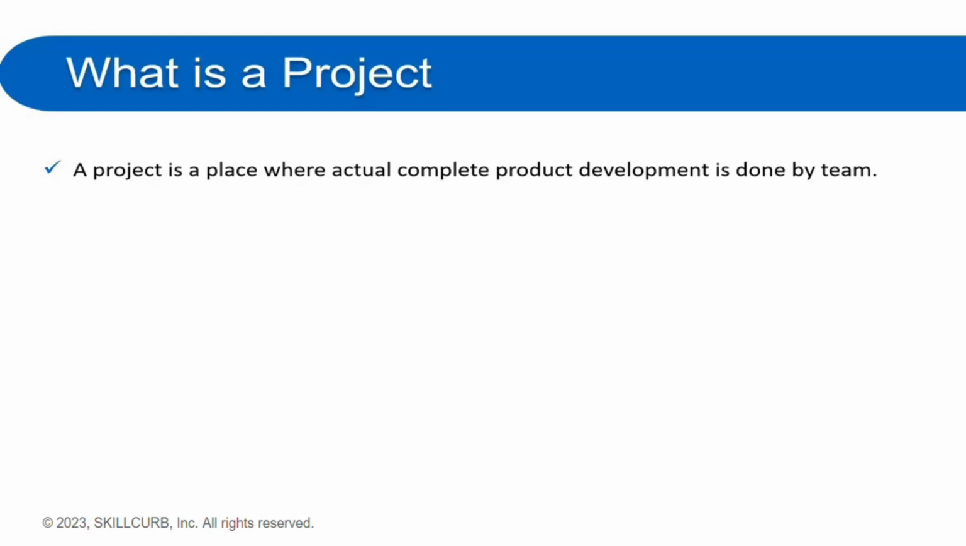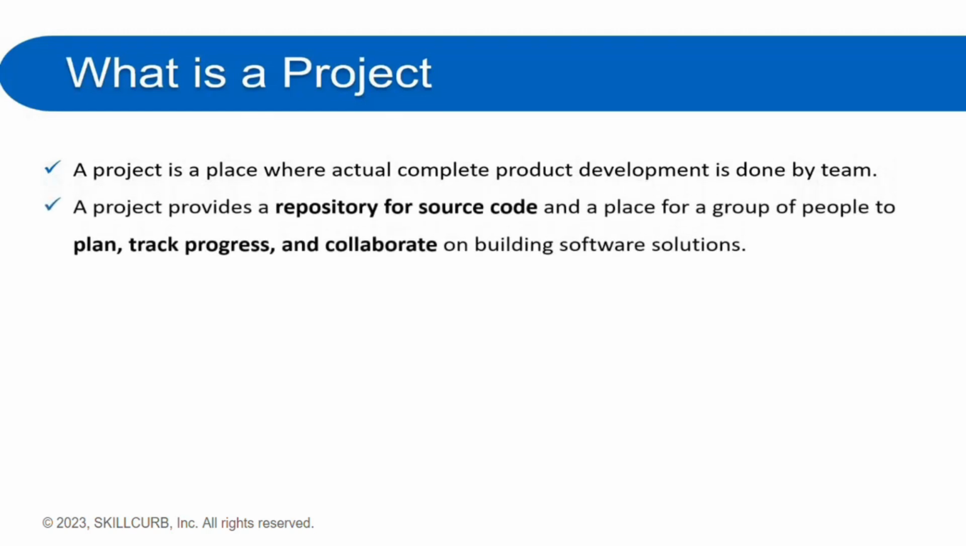Also, the project provides a repository for the source code where the team members can place the source code of the product, and a place for a group of people to plan, track progress and collaborate on building the software solution. And as I have already discussed, planning, tracking and collaboration are the most important steps in software development. So all of these features are present inside the project in DevOps.